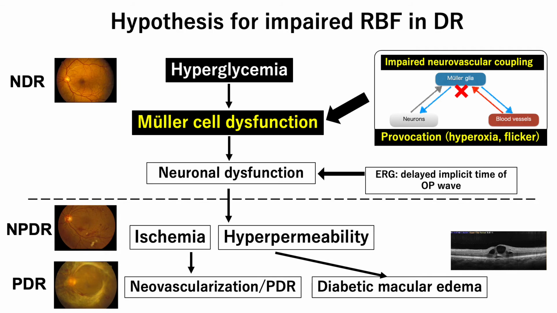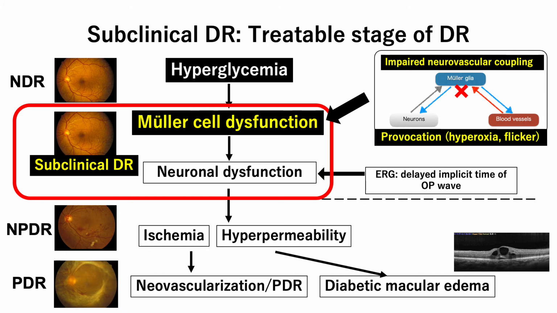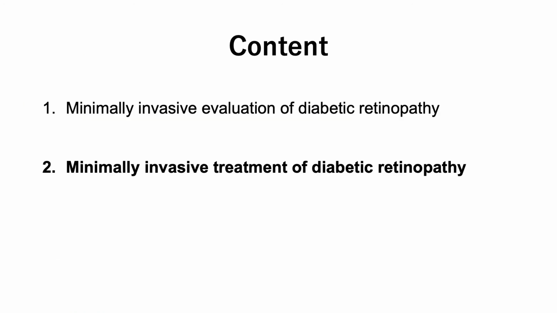If this is the case, we would like to define the stage between no diabetic retinopathy and non-proliferative diabetic retinopathy as subclinical diabetic retinopathy. Subclinical diabetic retinopathy may be the target at which we have to start the treatment to prevent diabetic retinopathy.